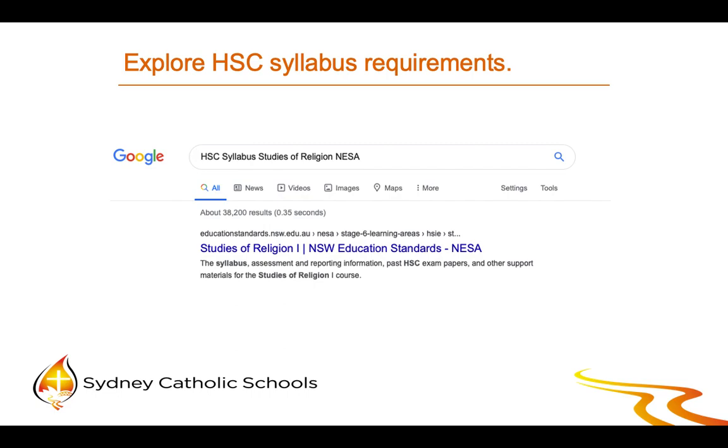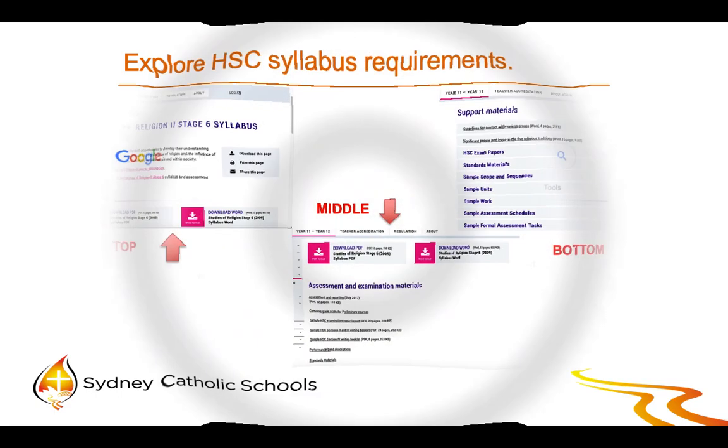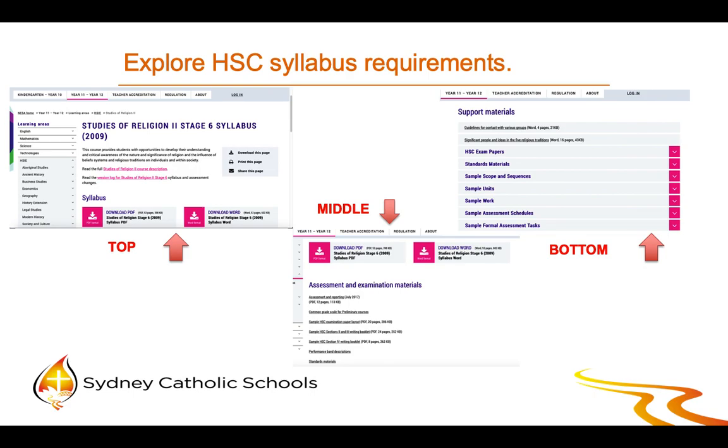Click on the entry that looks like this and be sure that it goes to educationstandards.nsw.edu.au and the page with the Studies of Religion material on it. If you've clicked on the correct link, you should come to a page that either says Studies of Religion 1 Stage 6 Syllabus 2009 or Studies of Religion 2 Stage 6 Syllabus 2009. You can navigate between them using the menu on the left-hand side of the page. I'm using the Studies of Religion 2 page.